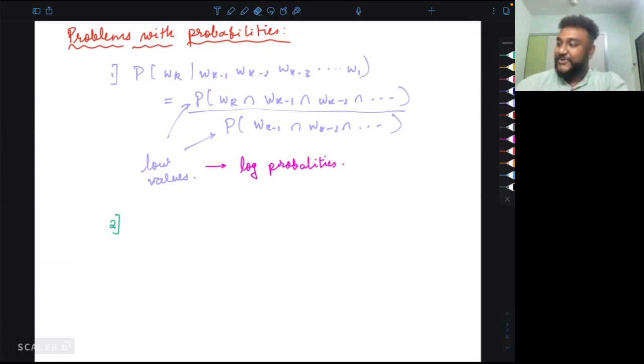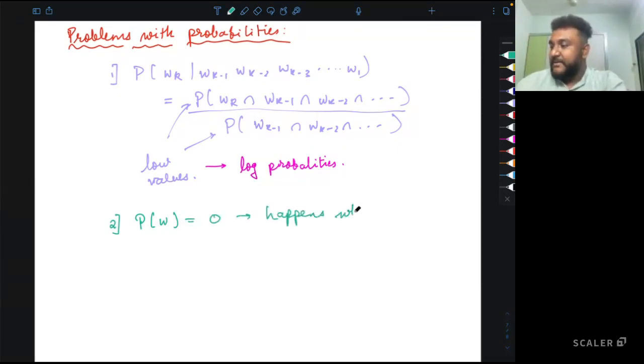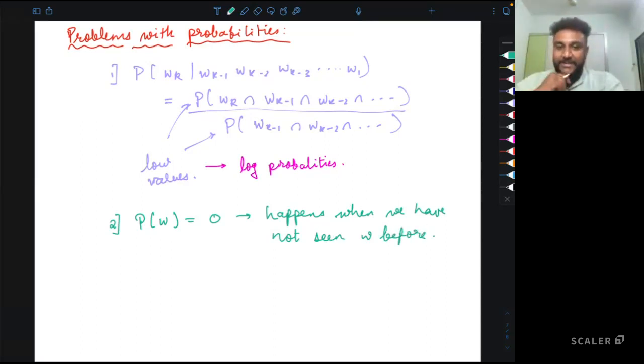So the second issue is exactly what Anil mentioned. How do we deal with words which we have not seen before, where the probability of that word itself is 0? Probability of word equal to 0. This happens when we have not seen W before. This is what happens. So in these cases, we have to think of solutions.